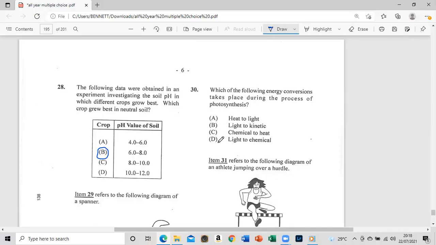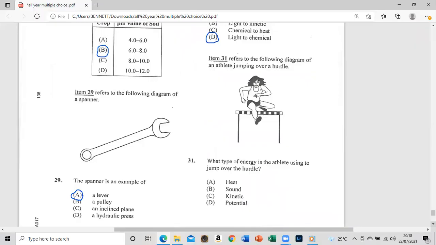And we are halfway there. See the hurdle there? Ready for the hurdle, ready to go. So 18 now. What type of energy is the athlete using to jump over the hurdle? And that is kinetic. Any motion.